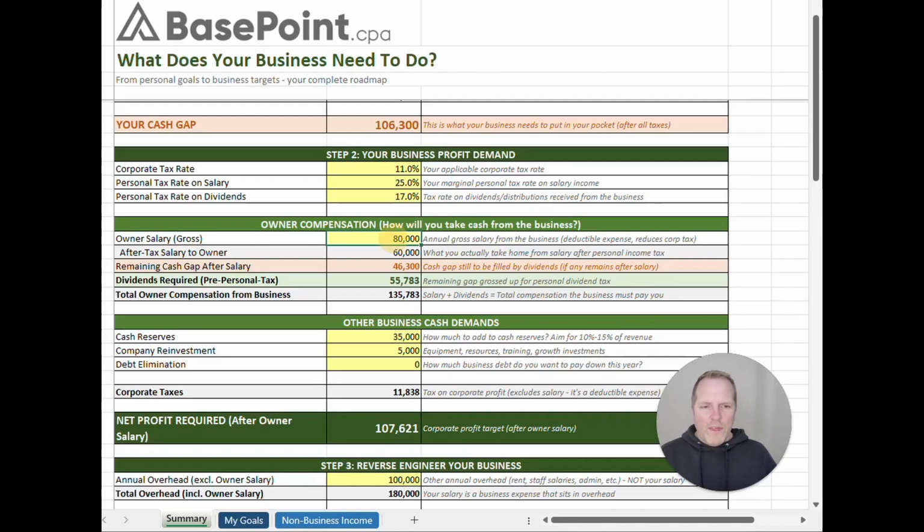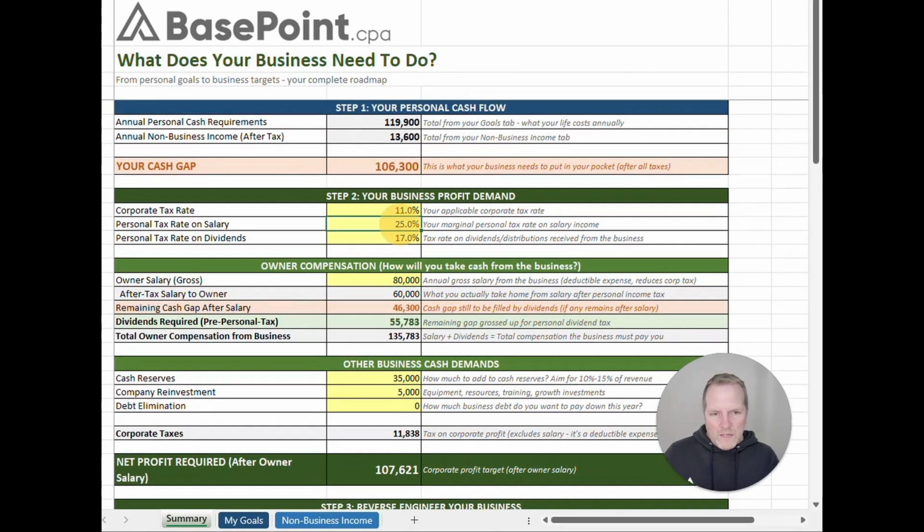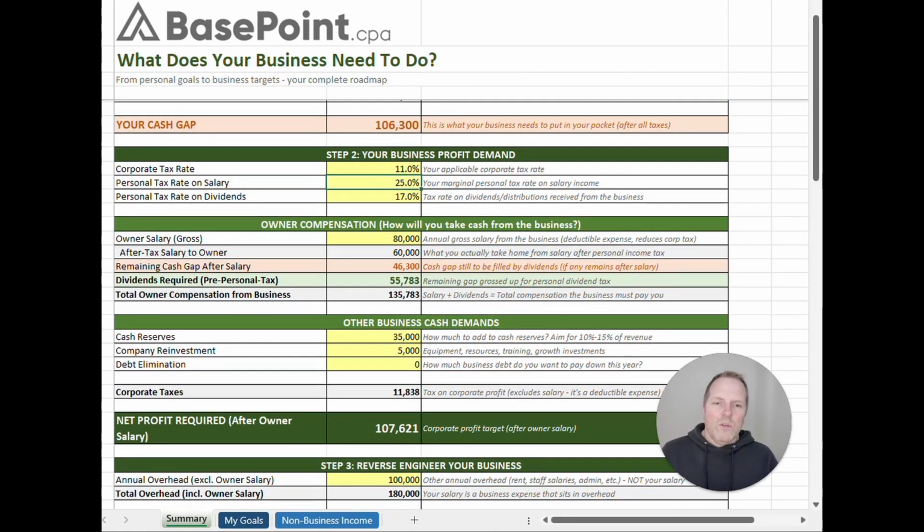So if you take $80,000 out, that means after tax, at your 25% personal tax rate on salary, you will have a remaining cash gap of $46,300, okay? Because you'd be getting $60,000 after taxes from your $80,000, so you still have $46,300 that needs to be fulfilled in order to meet your cash gap.